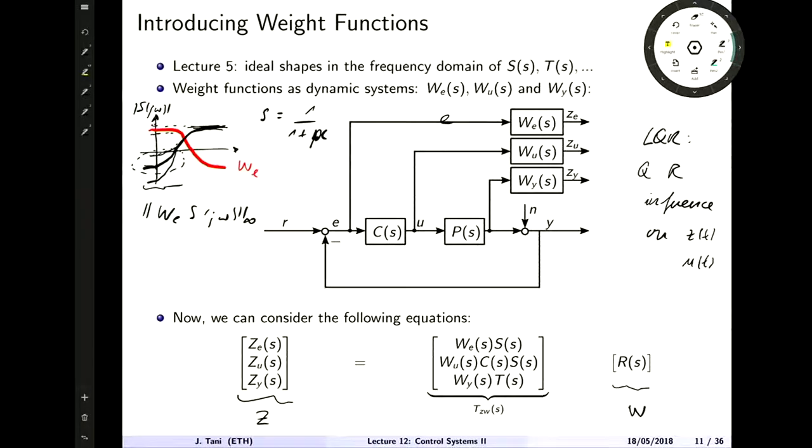To whom it's not clear? Okay. A second important point that was stated. Somebody asked, well, there is this waterbed effect, so S plus T equals 1.